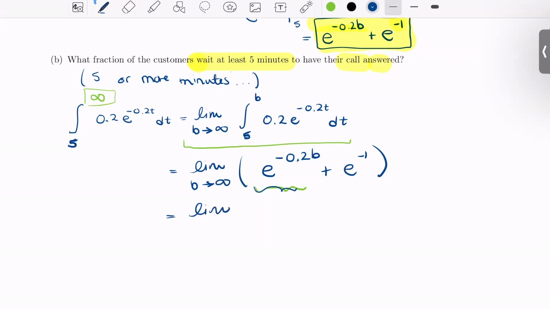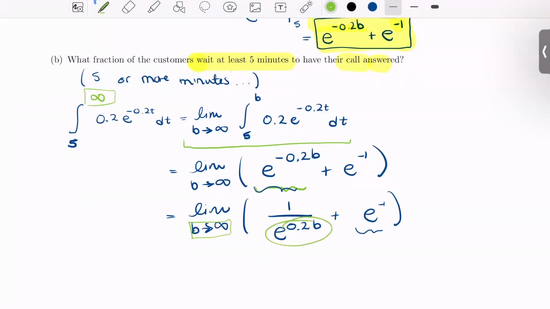Okay, so just copying down the limit as b goes to infinity of, so negative exponent means that we have 1 over the positive exponent, so positive 0.2b, plus e to the negative 1. So e to the negative 1 is just a constant number. So what happens in this limit? So as b goes to infinity, the denominator here goes to infinity. It blows up. The exponent of e gets larger and larger, which means e to that power gets larger and larger.